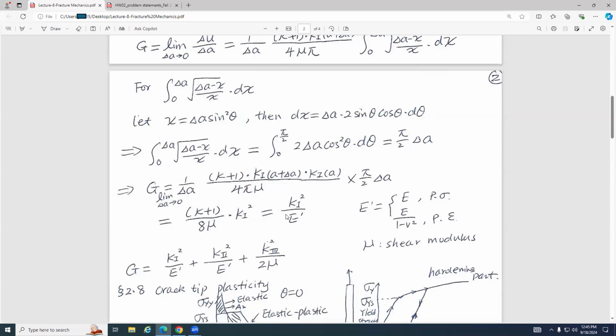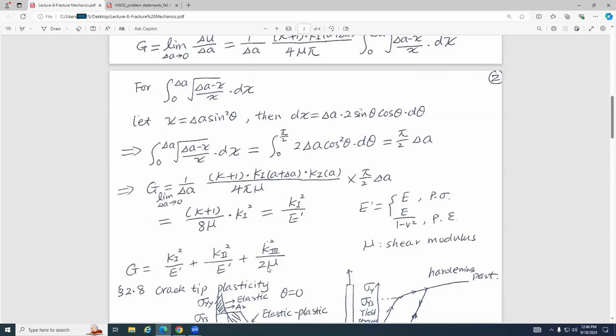If we just use the concept of effective Young's modulus, this G can be obtained using this equation: K1 square over E prime, plus K2 square over E prime, and K3 square over 2 mu. Remember here is 2 mu, because mode 3 is the out-of-plane shearing. So Young's modulus is not here, but it's mu, the shear modulus is here. Questions?